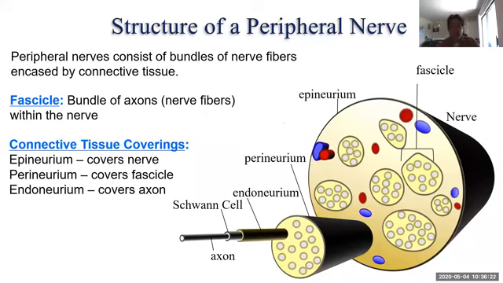So here we see the fascicle with the perineurium around it. Here's the axon and the Schwann cell with the endoneurium around it. And here's the entire nerve itself with the epineurium around it. So that is the basic organization of a peripheral nerve.